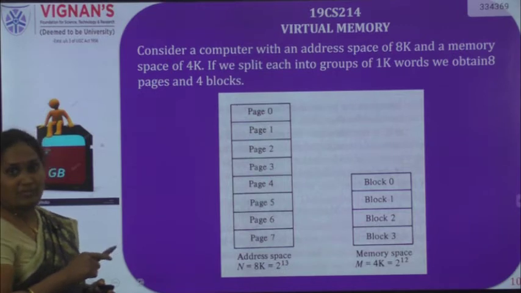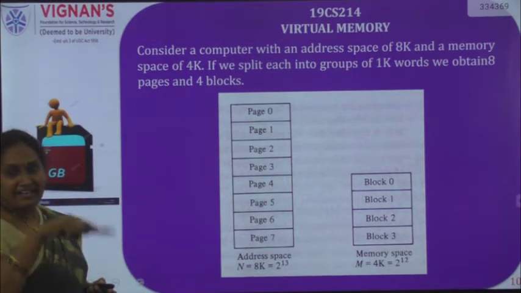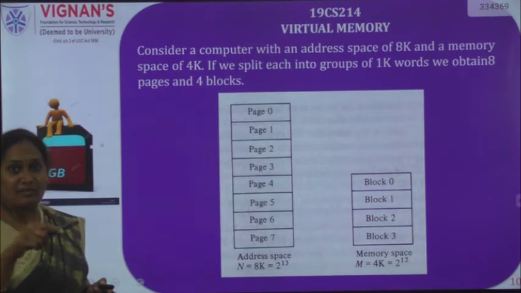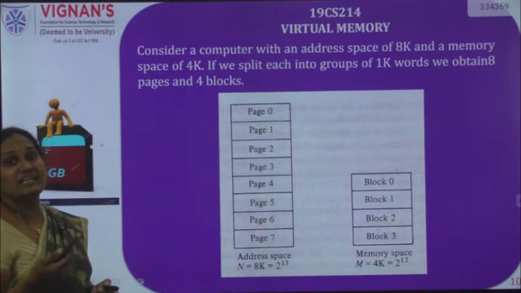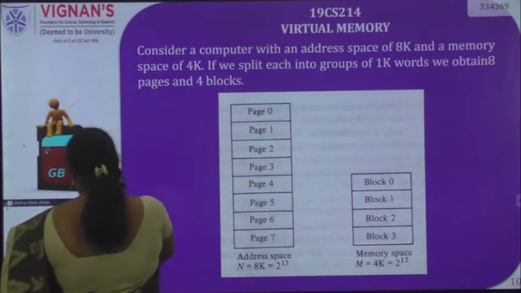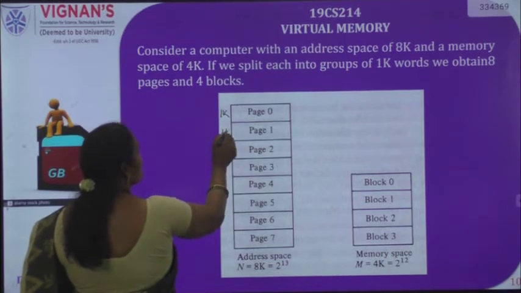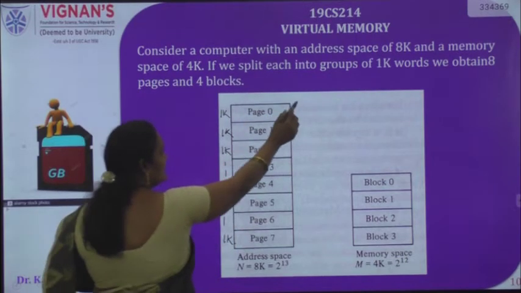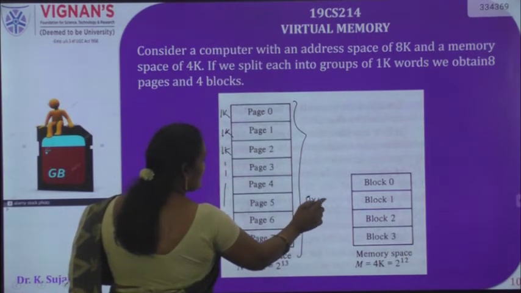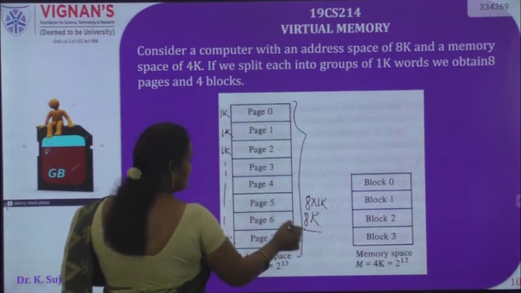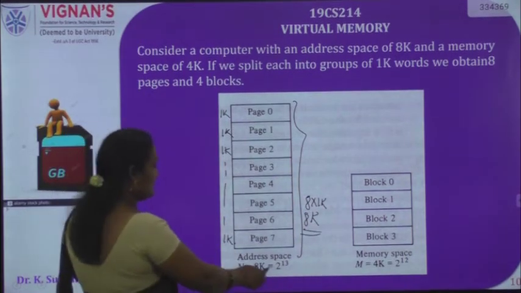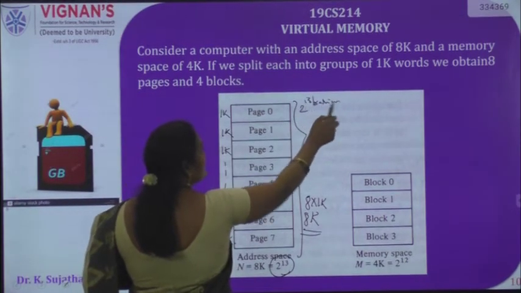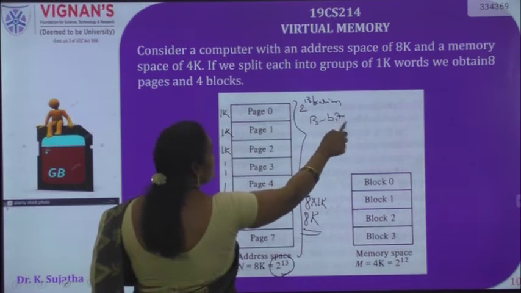The size of virtual memory is 8K, so it is divided into 8 equal sized groups. Each page contains how many locations? 1024 locations, that is 1K locations. This has 1K locations, this has 1K locations, and so on. Totally, there are eight 1K locations, so 8K is the size of this memory. Since it is 8K, it contains 2 power 13 locations. For the representation of the address of each location, it needs 13 bits.